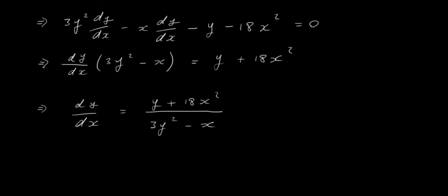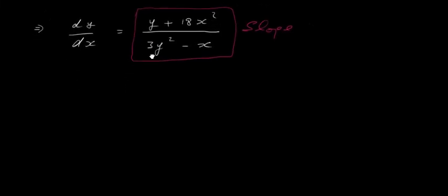Okay, so now I have a formula here, if you like, for slope. This is my formula for the slope of any tangent at any point (x, y). Now let's just work out the slope at our particular point. So the point that we're looking at is (1, 2). So x is 1, y is 2. So let's find our slope then.